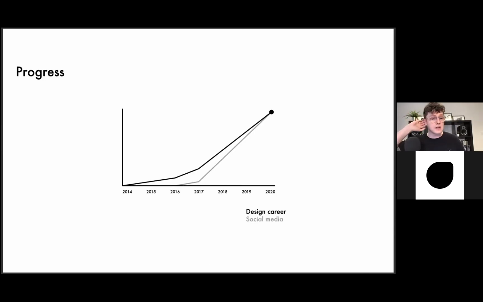So I started my design career in 2014, working on a few freelance things, a couple of places here and there, nothing too much. It was while I was still at university. And in 2016, I decided to start using Instagram to post sketches and to try and ask the community how I can improve, because I definitely needed to improve.